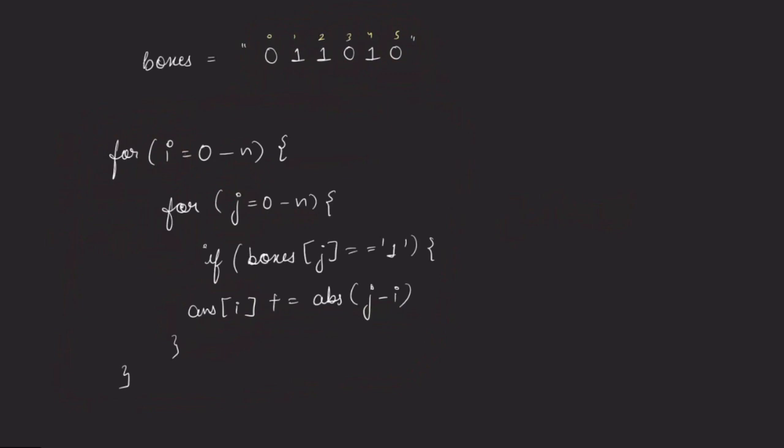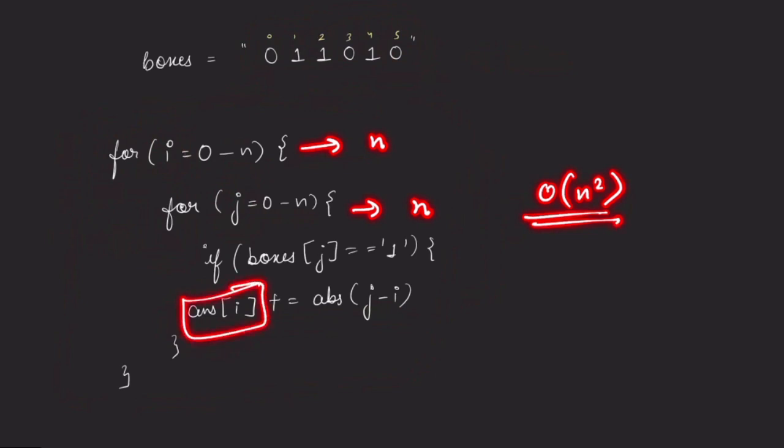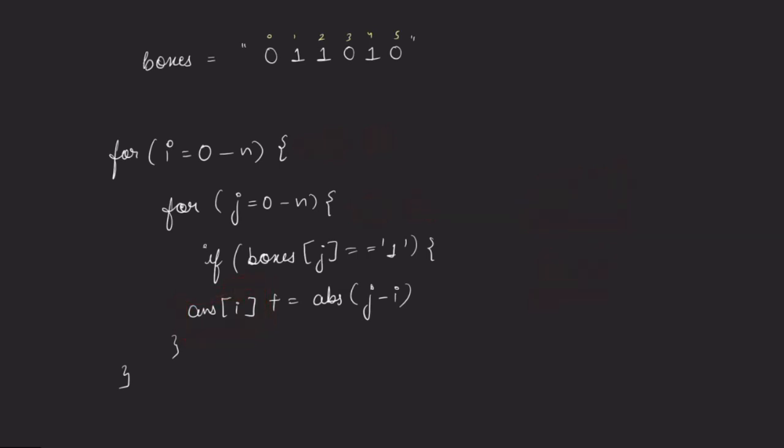And since the maximum length of this boxes string is 2000, this will get accepted. Here this loop is running n times, and this loop is running n times, and all other operations are constant. So the time complexity is order of n square, and we are not taking extra space. This is our answer array which we need to return, so we can consider the space complexity to be constant. Now let's try to optimize it and think of a linear approach.